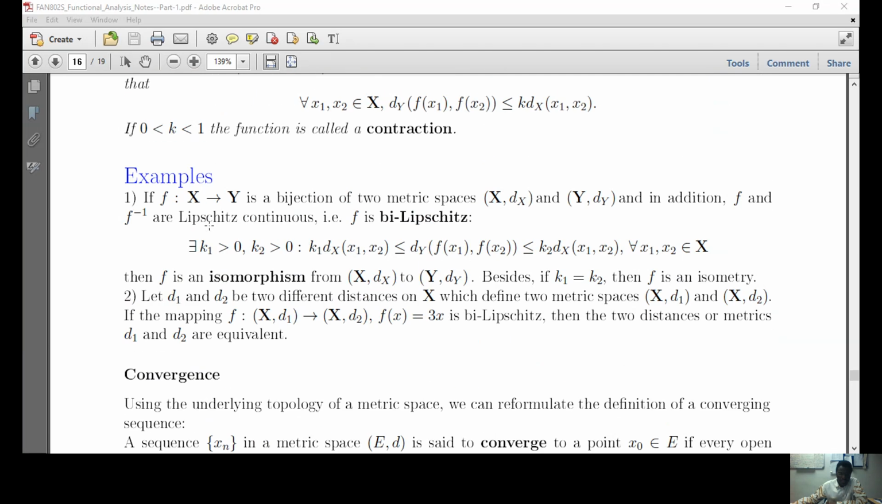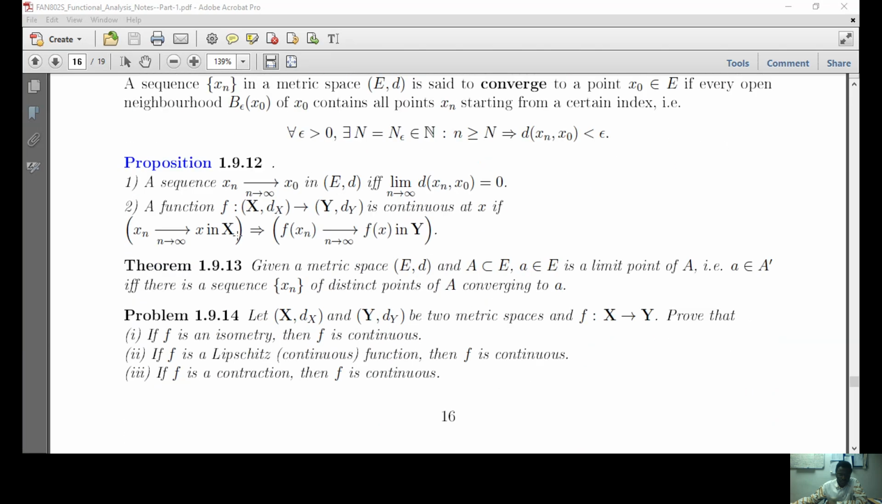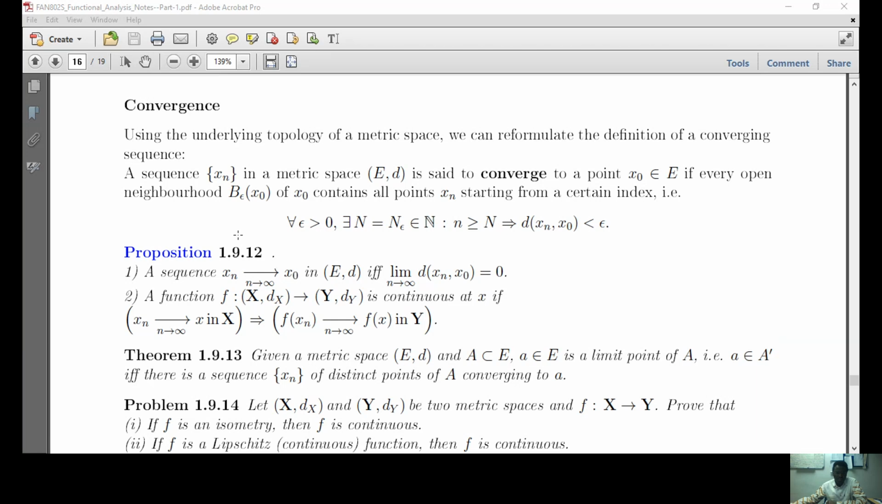Okay, so I will skip this example. I'll go to something else, another definition.